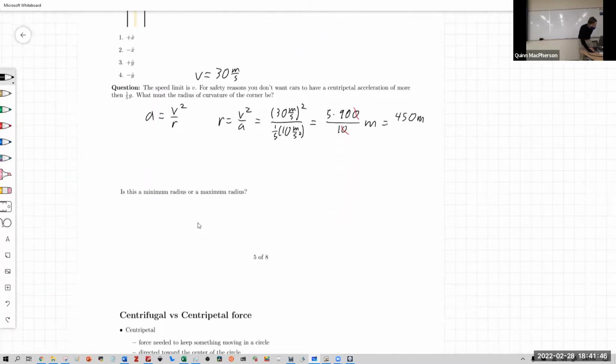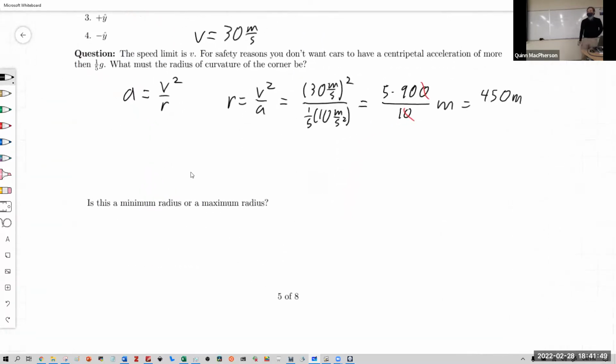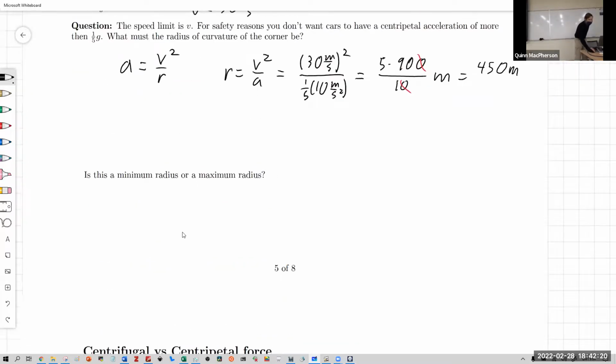Is this a maximum radius or a minimum radius? Suppose we do this calculation. We're building the freeway, and we're going 30 meters per second. We calculated this, and it says the radius should be 450 meters. Is that a maximum radius or a minimum radius? It's a minimum radius. If the radius was bigger than that, we'd be okay, right? Because we'd have less acceleration. This is our minimum radius, as quickly as you can turn. Questions about centripetal force?